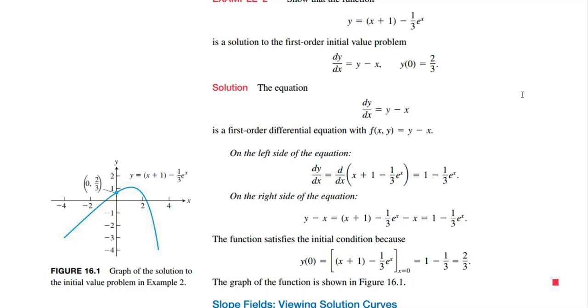So this function satisfies the initial condition because y of 0 equals x plus 1 minus 1/3 e to the x. When x equals 0, we sub in, that gives us 1 minus 1/3, which is 2/3. And the graph of the function is shown on the left here with the point (0, 2/3) as a solution here.